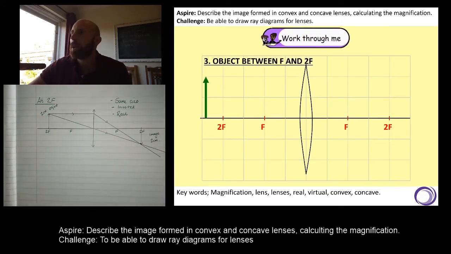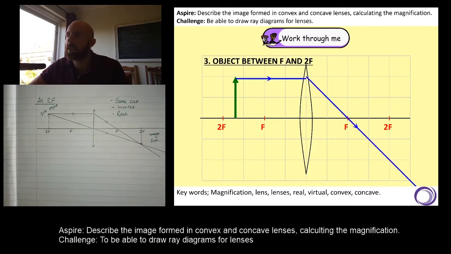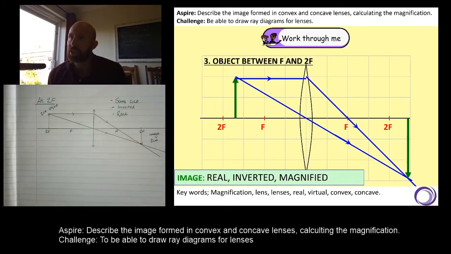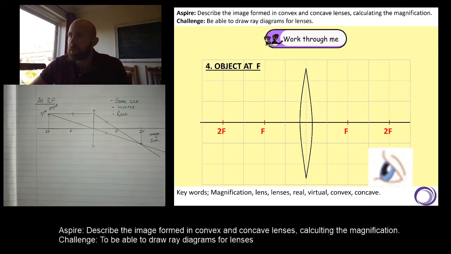So between F and 2F, so anywhere between there will produce an image that looks like this. First line, and there. So what we've got is an image that is real because it's on the opposite side of the lens. It's magnified because it's much bigger, and it's inverted because it's flipped upside down.